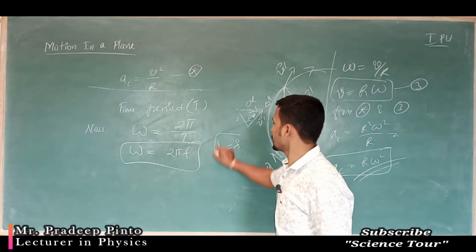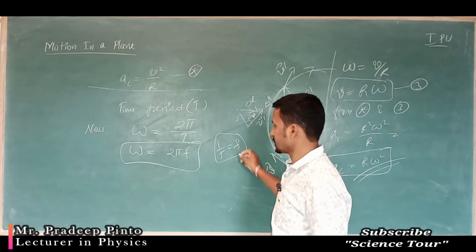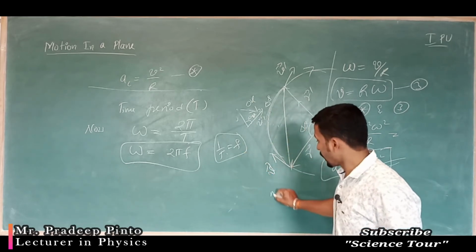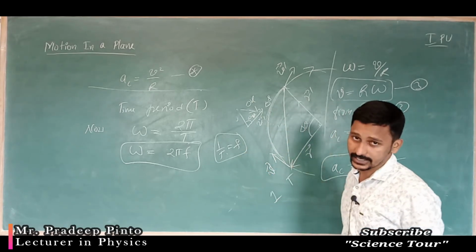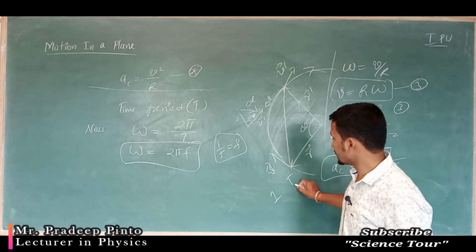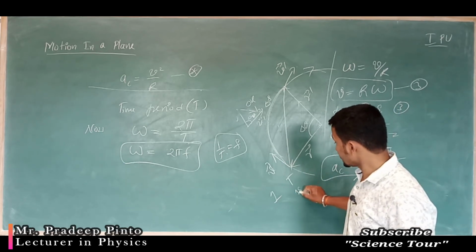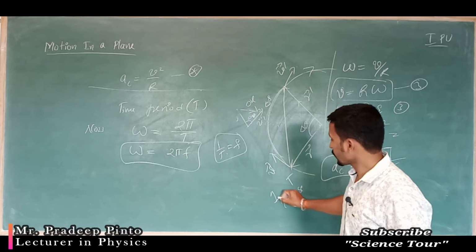This is cross multiplication. Number of rotations per second: for one rotation T is the time taken. So for 1 second, how many rotations?